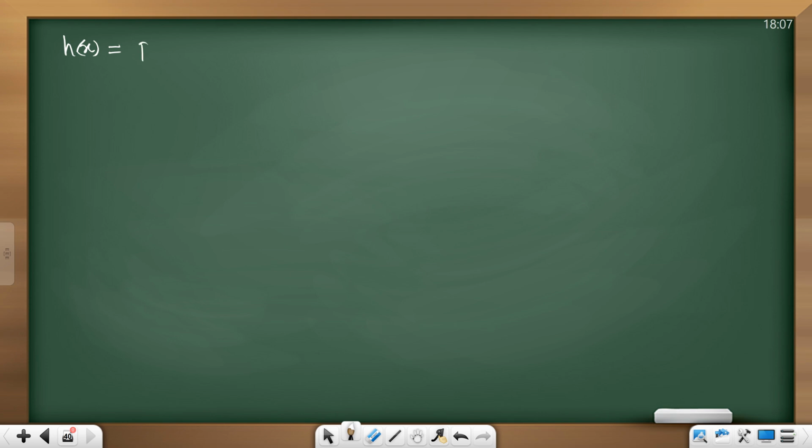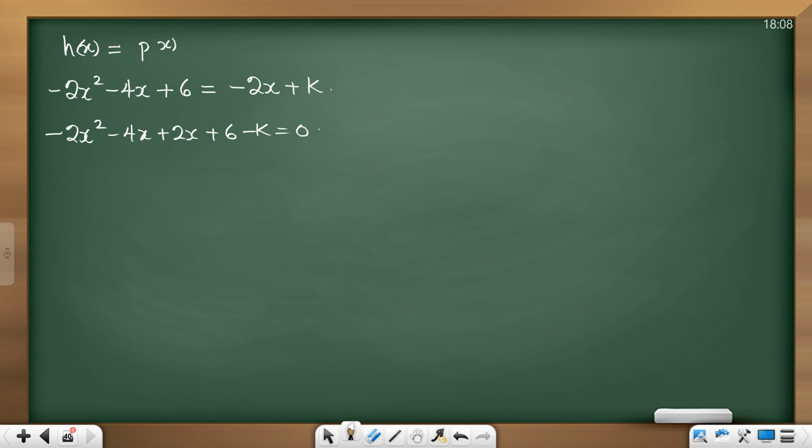Okay, guys. Let's say p of x. What's our h of x? Negative 2x squared minus 4x plus 6. Now, this is negative 2x plus, let's say k. That's my point of what? Intersection. Now, let's solve. What do we have? Negative 2x squared minus 4x plus 2x plus 6 minus k equals to 0. Let's simplify.